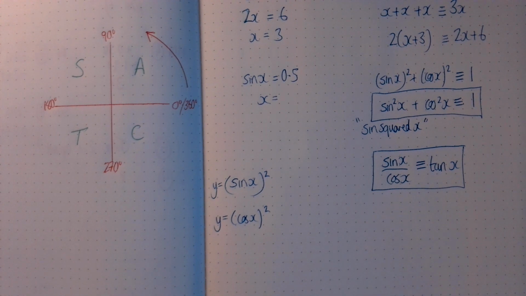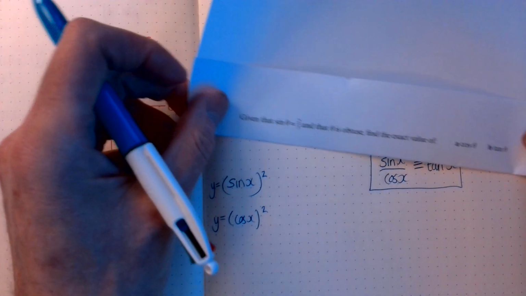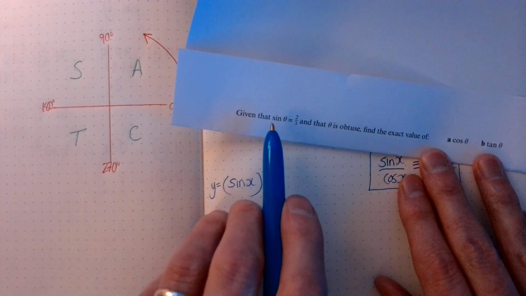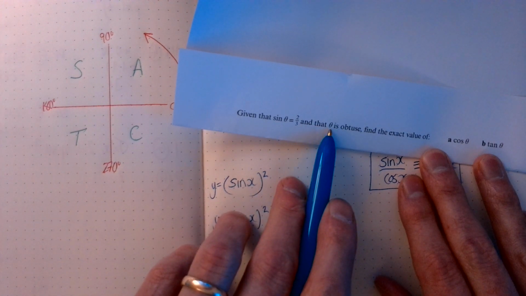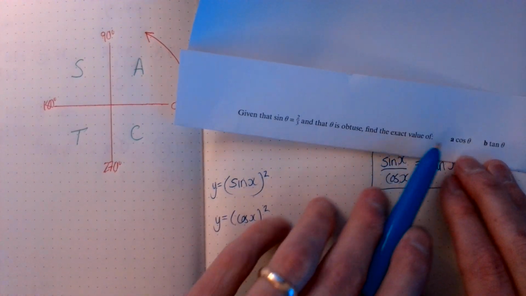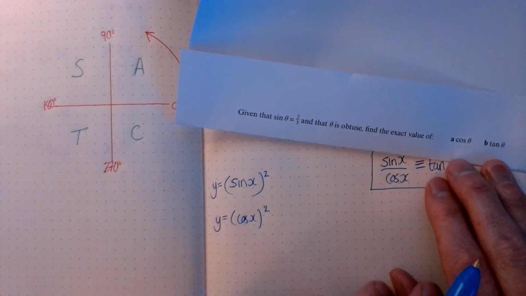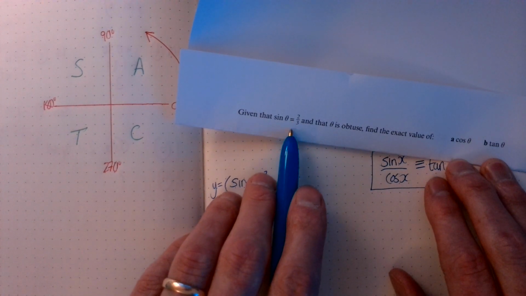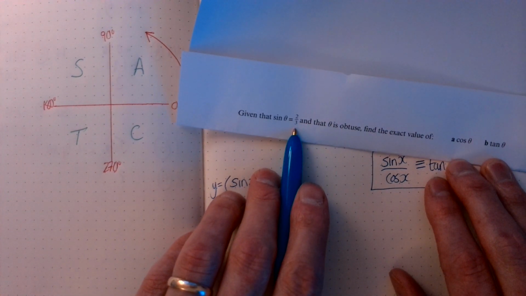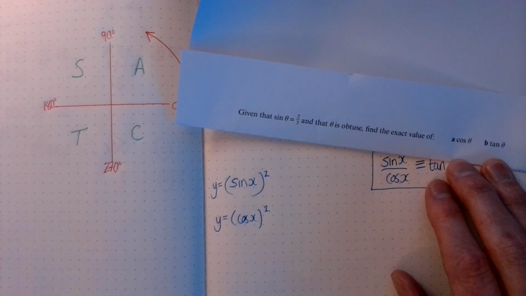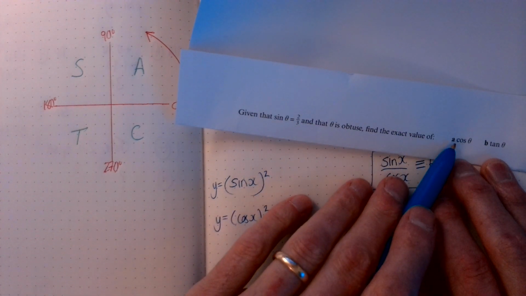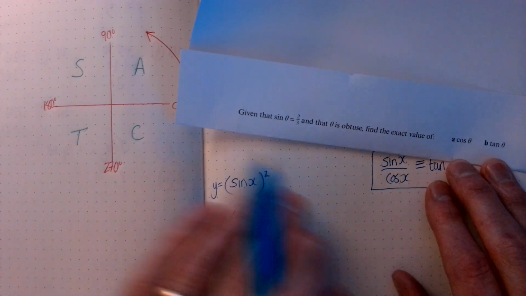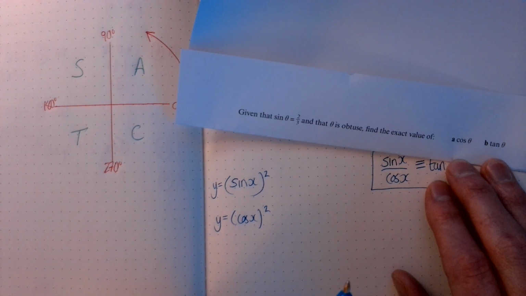Okay? So here's the question. Given that sine theta is 2/3 and theta is obtuse, find the exact value of cos theta and tan theta. Now, what we're not allowed to do, and we're not allowed to do it because it's only recently the calculators have been able to do this accurately, is just do shift sine to find theta and then do cos of that angle and tan of that angle. We're going to use our identities to work that out.